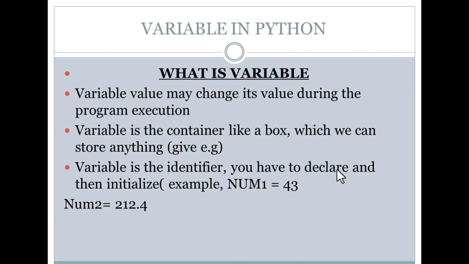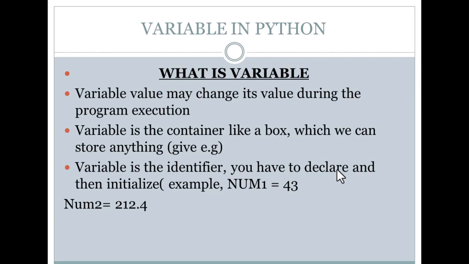This is the main definition of a variable. A variable is a container, like a box in which we can store anything. For example, let's say you have a matches box. The matches sticks inside of it are called the value. Then the matches box itself is the variable because it contains a value inside of it.